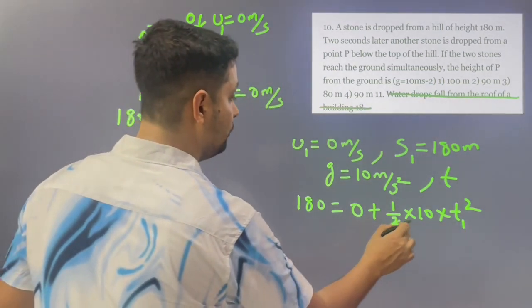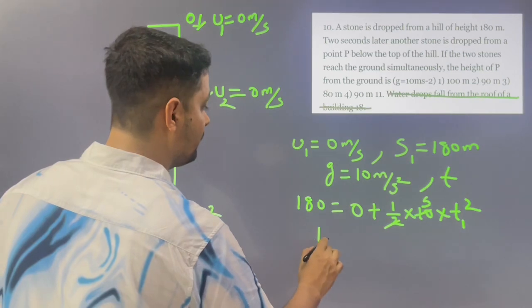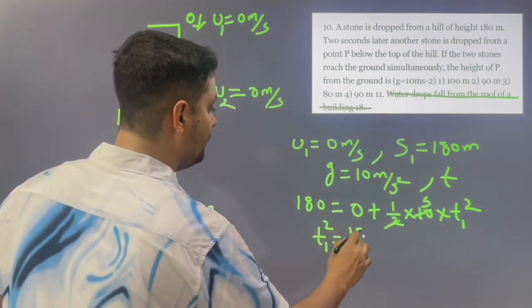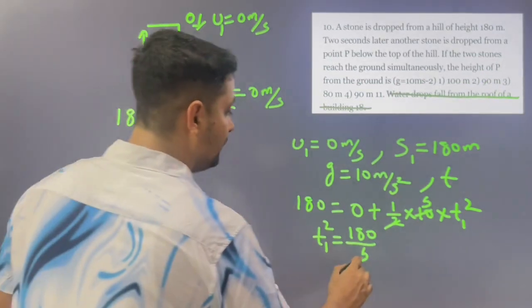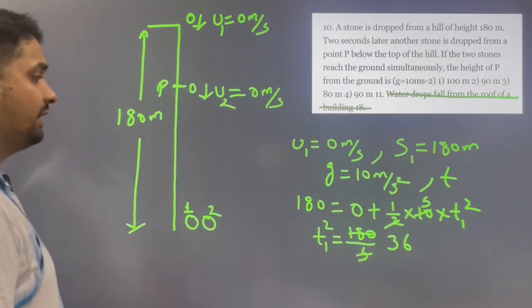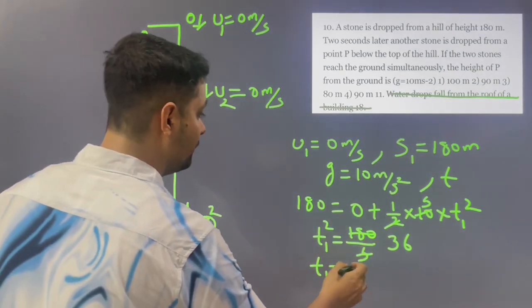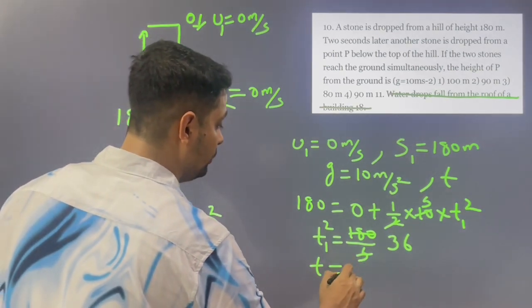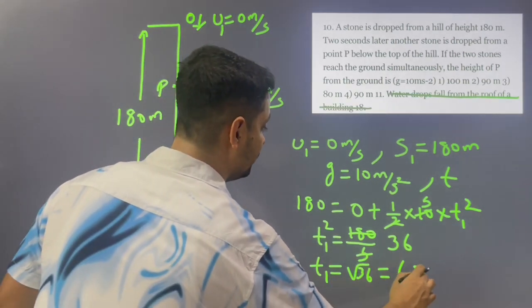So now here 2 into 5, this is what? T1 square, we will get 180 divided by 5. Okay. Now here we will divide it, we will get 36, correct? So here T1 will be what? Root 36, that is what? 6 seconds. 6 seconds, correct?